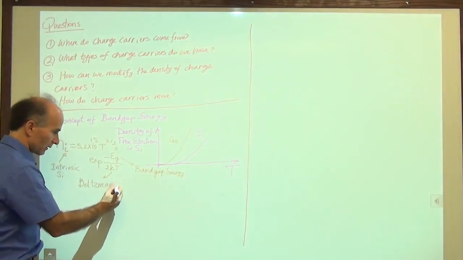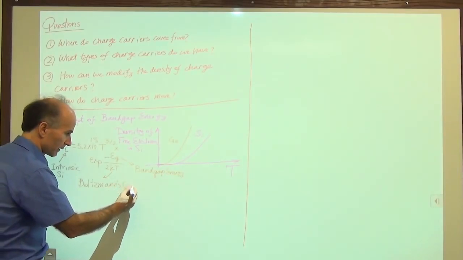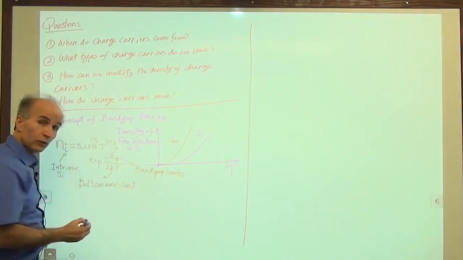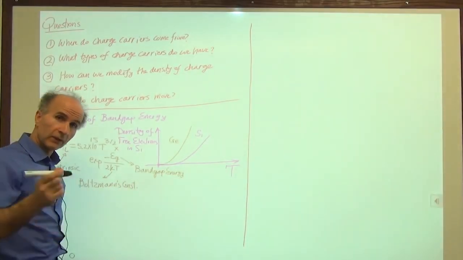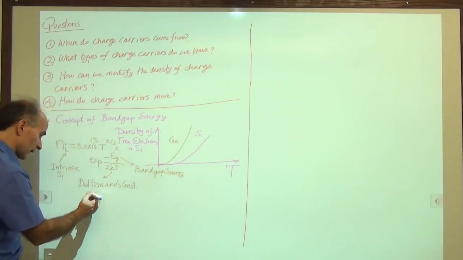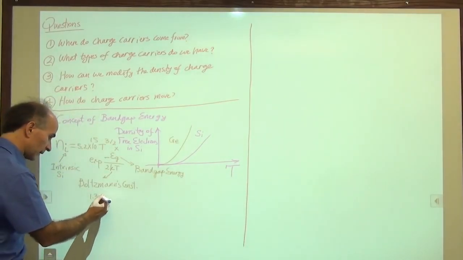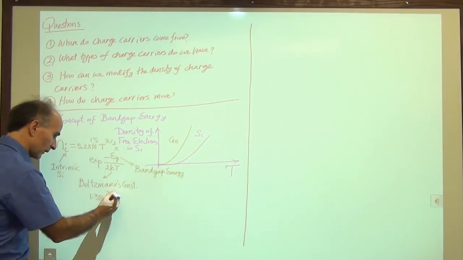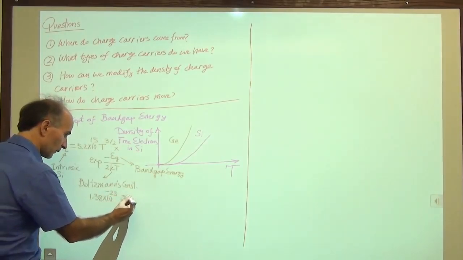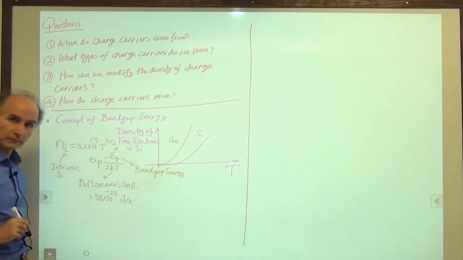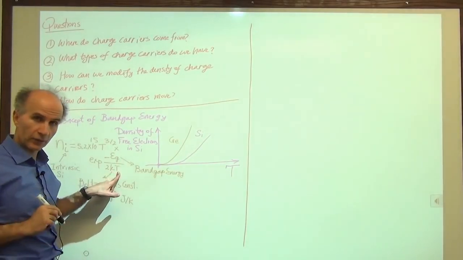Boltzmann's constant. And its value is good to memorize. You'll encounter this many times in electronics. It's equal to 1.38 times 10 to the minus 23 joules per Kelvin. And T is absolute temperature.